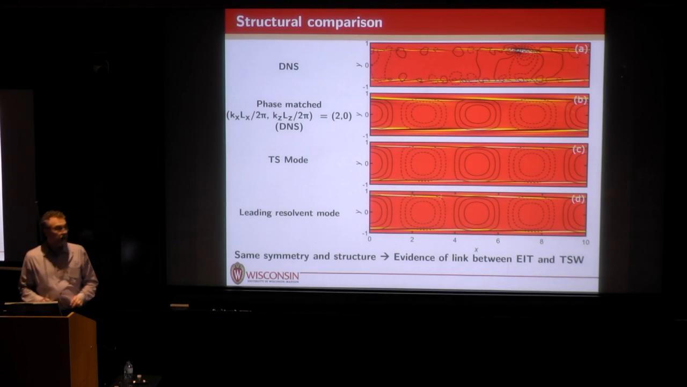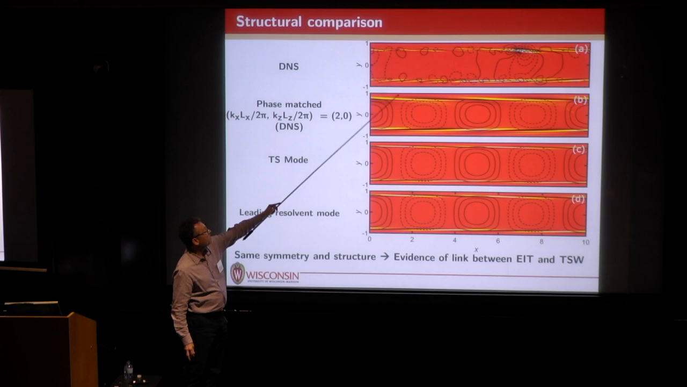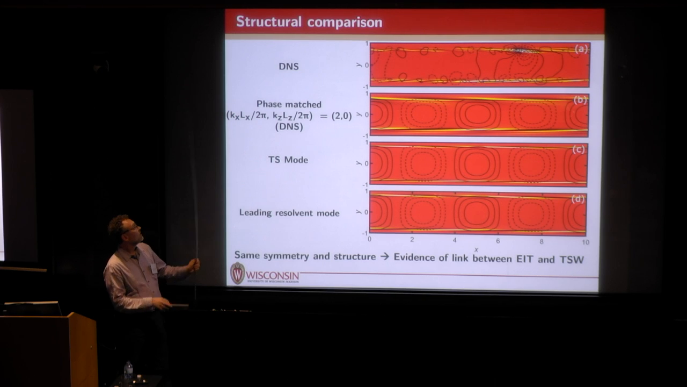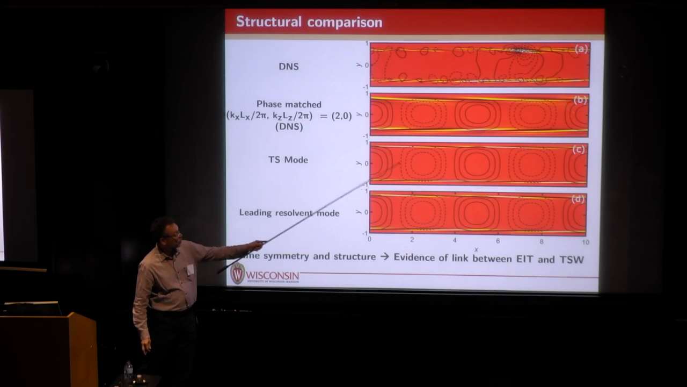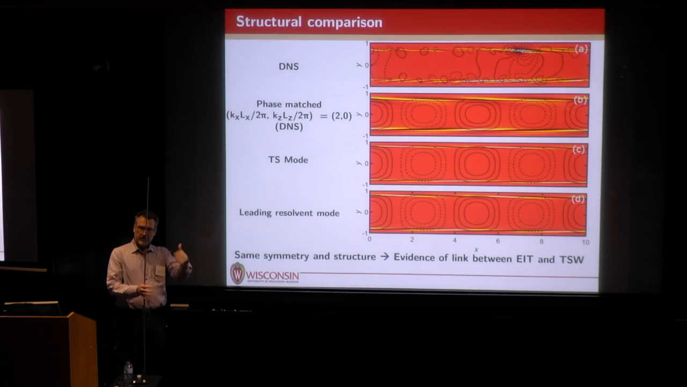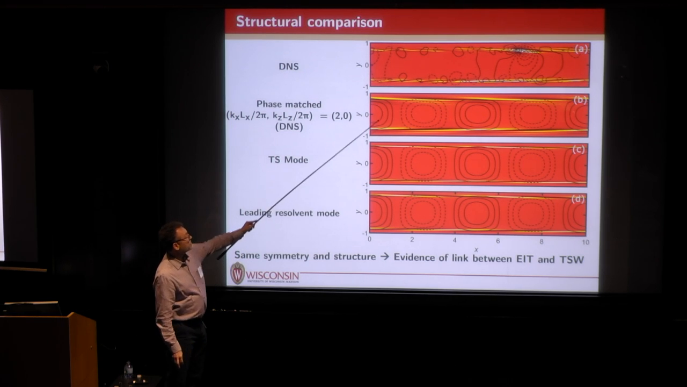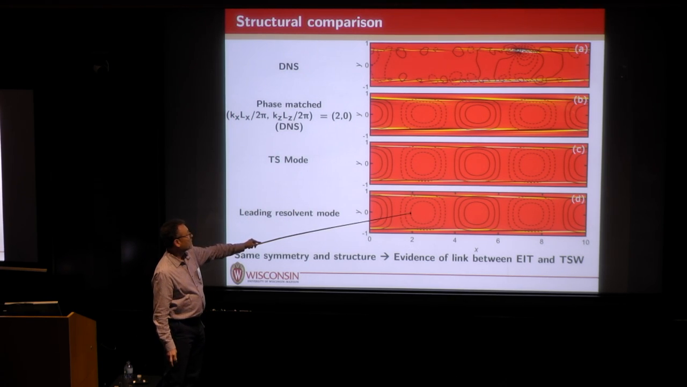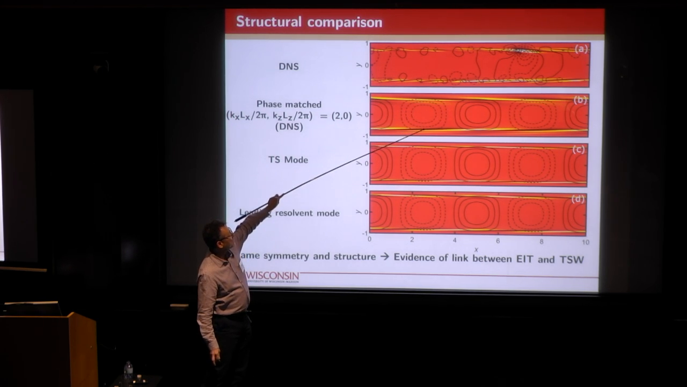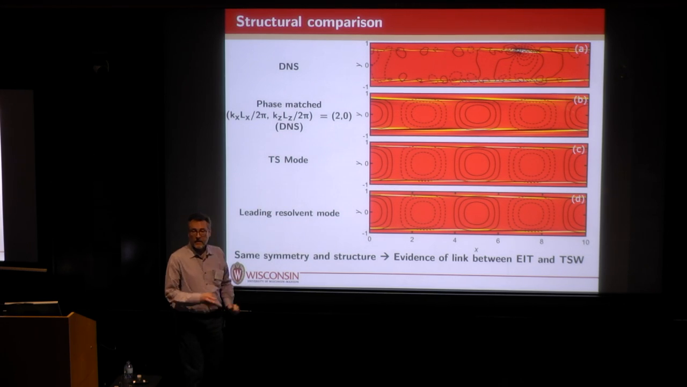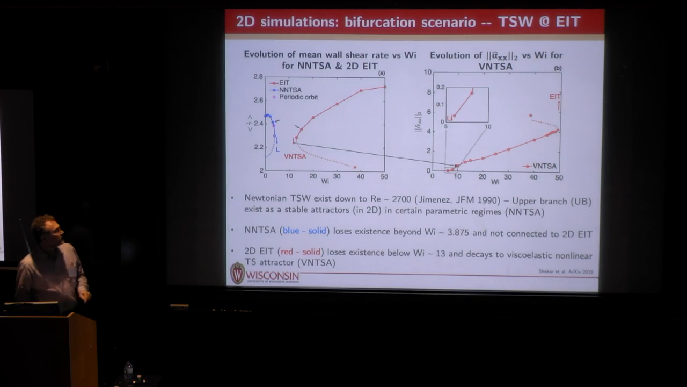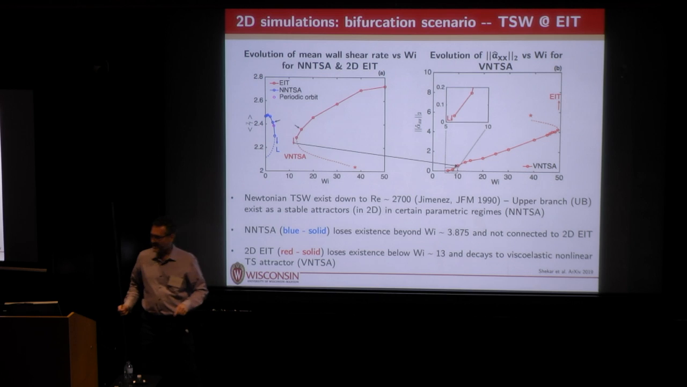So we can make a comparison with the snapshot from the DNS. Here, we've just filtered out the 2-0 Fourier mode, so two waves in the horizontal direction, which you can see from the picture. We've just filtered that and then phase aligned different snapshots and then averaged over them. And then what you see is a structure that looks very much like the TS mode or the leading resolvent mode. And in particular, you see the same symmetry. In fact, where there's high stress fluctuations here, there's low on the other side. That's the same symmetry that's obeyed by the Tollmien-Schlichting wave. Okay? So in the last 28 seconds, I'm going to cut into questions a little bit here.